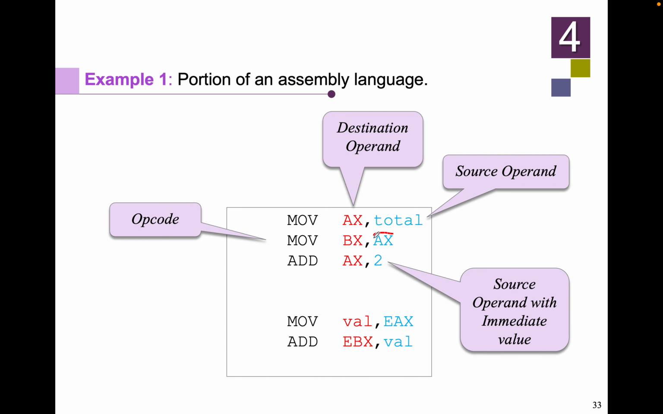This one is source because this is a register. From this register, we're going to put it inside. From this total, which you declare on top, you're going to move to your AX. So when you have an opcode, which is add, you're going to have 2 here, which is an immediate value. You're going to add with your 2, etc. So this is what you need to know: opcode, source operand, destination operand, immediate value, which is under source operand also.